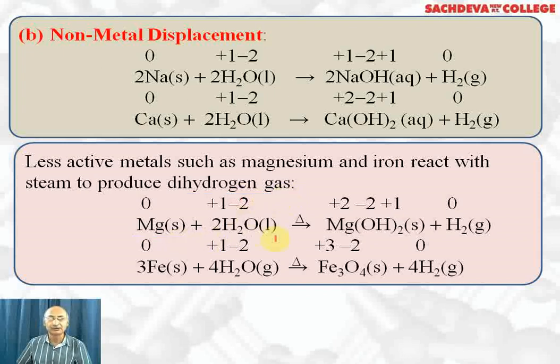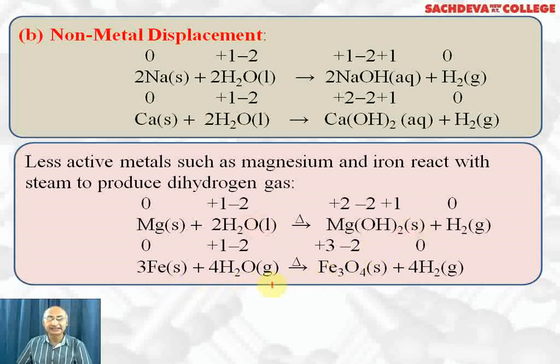Magnesium solid plus 2 water liquid, it should be hot water, heating has to be done. Then only will the reaction take place and we will get magnesium hydroxide solid plus hydrogen gas. Here magnesium's oxidation state is changing from 0 to plus 2 and hydrogen is changing from plus 1 to 0. Oxygen remains the same, minus 2 on both sides. So it's a redox reaction because increase and decrease in oxidation number is taking place.